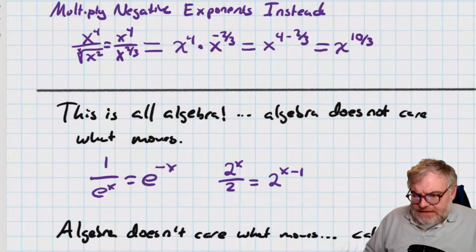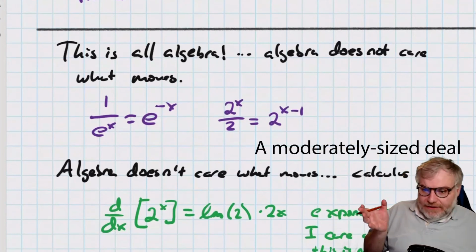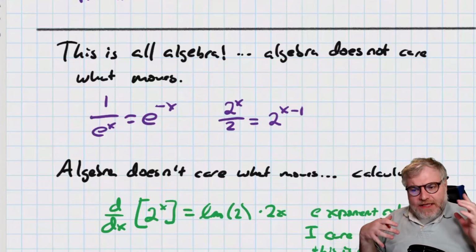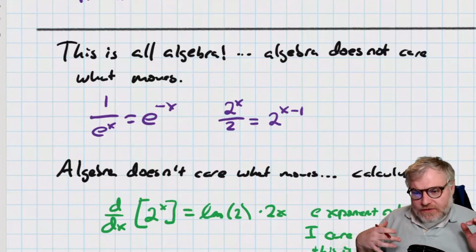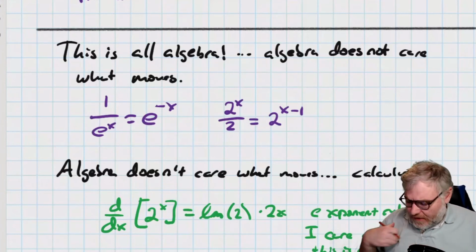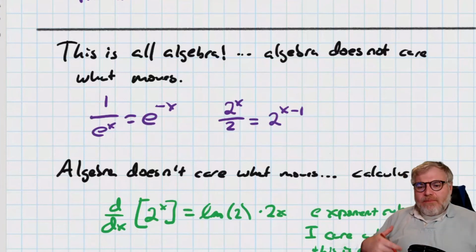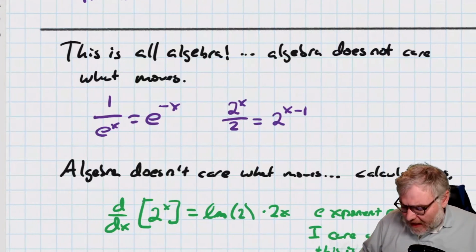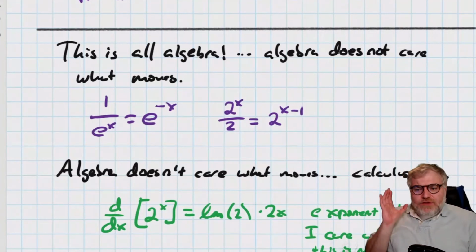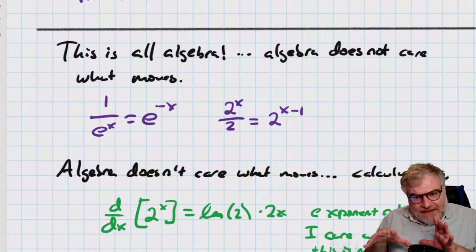Now, in the last lecture, in lecture 4A, I made a huge deal. If you haven't watched it yet, you'll see this later. I made a huge deal about what happens when the exponent moves versus what happens when the base moves. So, for example, when I take the derivative of 2 to the x, I don't use the power rule, I use the exponent rule. But all of these tricks that we've just done are algebra. They are not calculus. And algebra doesn't care what moves. The calculus is going to care, but the algebra does not.